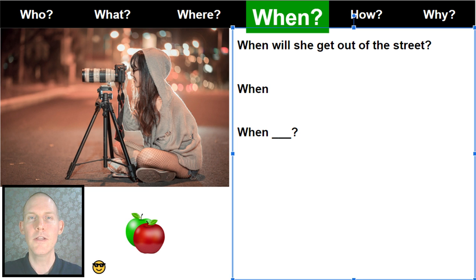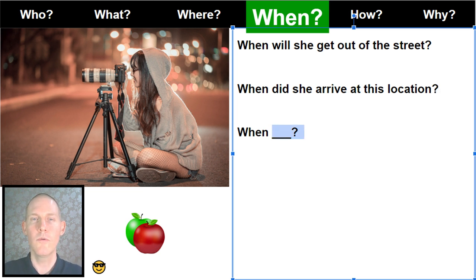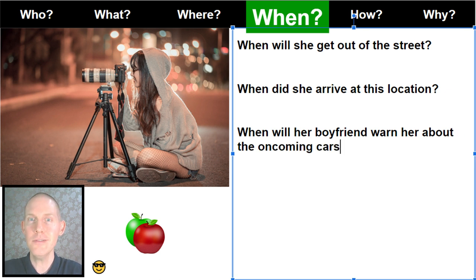Now we're on when. Let's see, when did she arrive at this location? All right. When will her boyfriend warn her about the oncoming cars? All right, oncoming just means that there are cars that are moving towards you, right? Cars are moving towards her. And if she's taking a picture of her boyfriend, the boyfriend is probably off the screen, maybe close to the edge of the road. Hopefully he's looking around and being like, there are cars coming. Get out of the road.